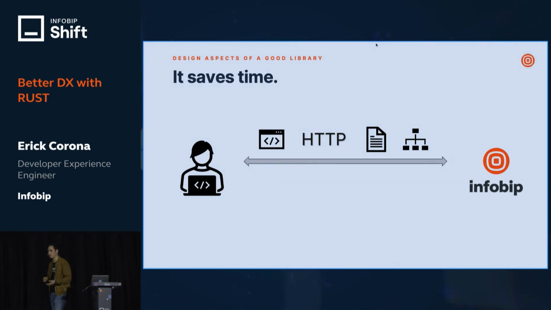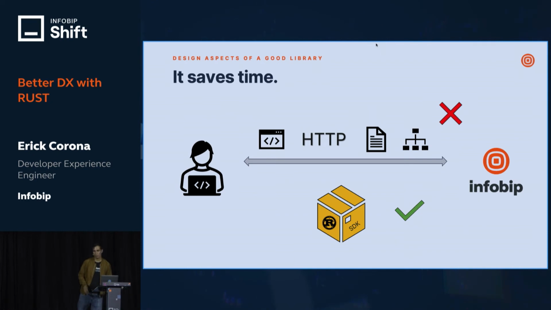So in the aspect of saving time, if you were to communicate with the Infobip API directly from Rust, you would have to find a nice HTTP client. You would have to model errors and payloads, and you would have to clutter your project with code that does not belong to your use case. So instead of doing all of that, we provide you with a simple package that does all of that for you, and even some more cool things.